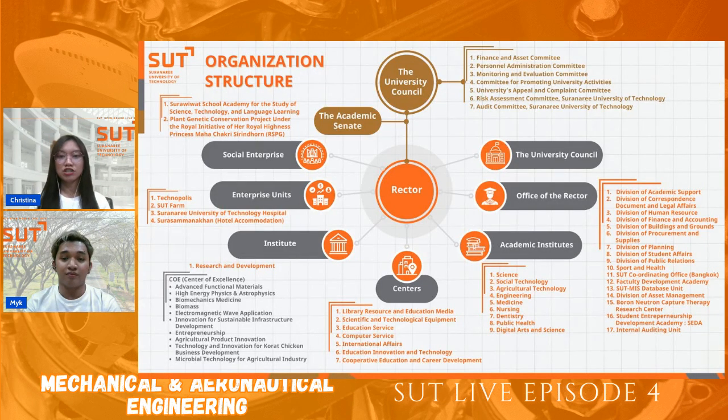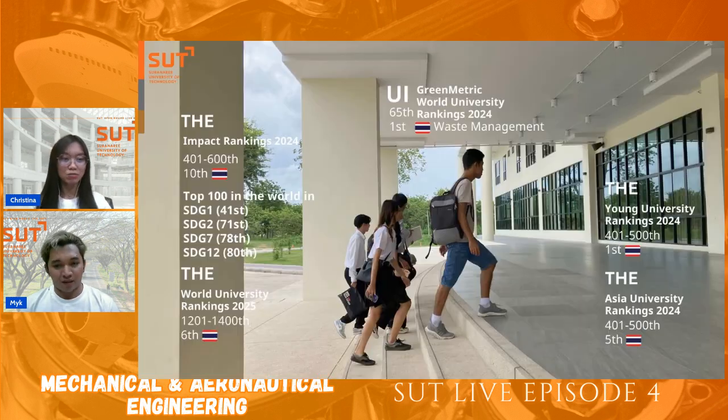And this is our chart that gives a comprehensive overview of SUT's structure. You'll see its key divisions, including academic institutes, research and development, and enterprise units. These components work together to drive innovation, support cutting-edge research, and enhance community engagement.